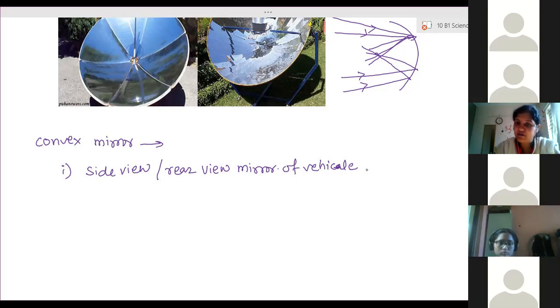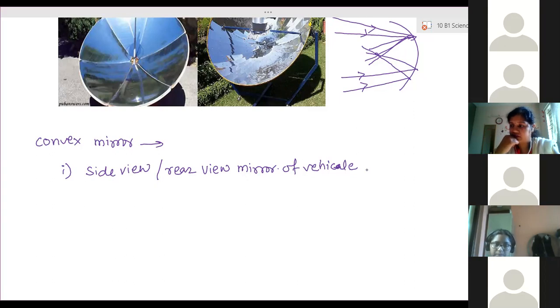And not only one vehicle, many vehicles can be seen in that mirror. At a time, a person is not seeing only one vehicle. He can see many vehicles behind him. So we can consider this a wider range of view. Larger distance objects can be accommodated in a smaller mirror. Clear?